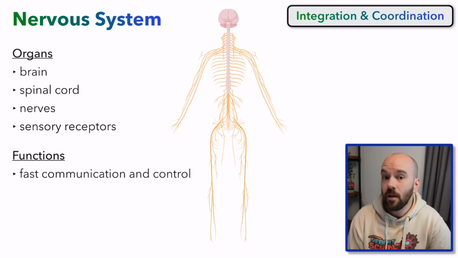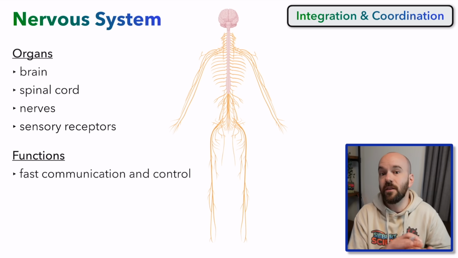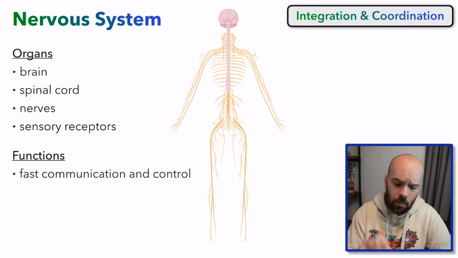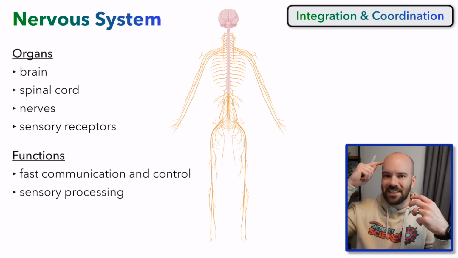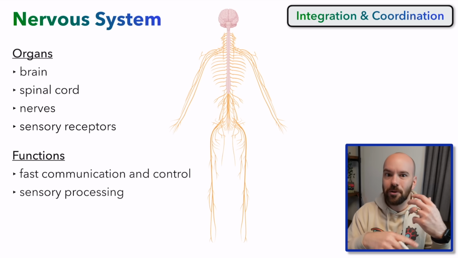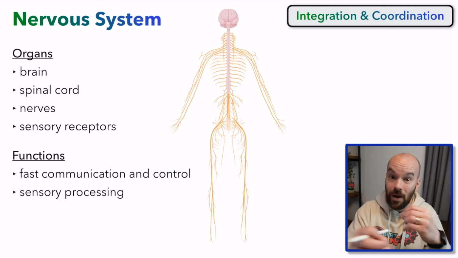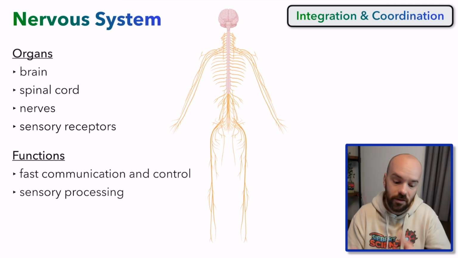Now the functions, one is going to be fast communication and control. We're going to compare that in a minute to the endocrine system, which releases hormones, and that's going to be a slower control. But the nervous system is going to be for fast control. It sends really fast nerve impulses throughout the body. Think of every movement that you do, that signals are sending from your brain down your spinal cord to the muscles, and so that has to be very fast so you can respond to things. That's the speed at which your nervous system is working.